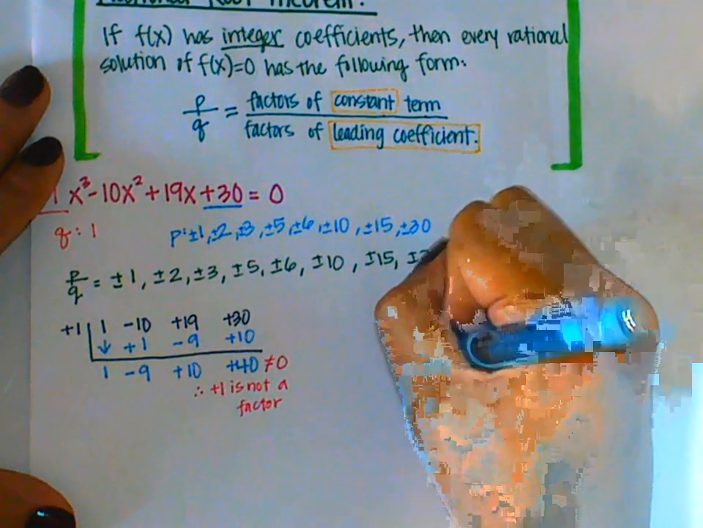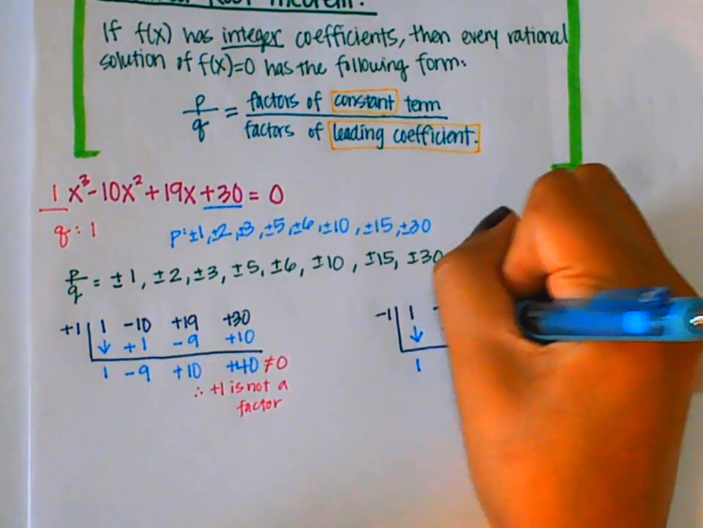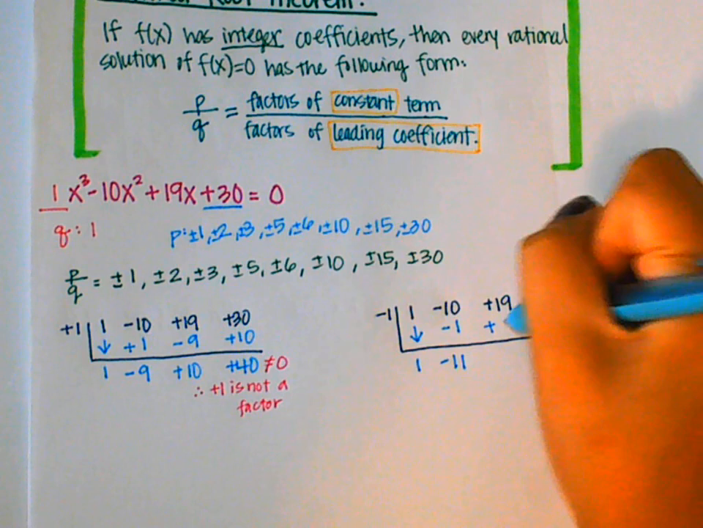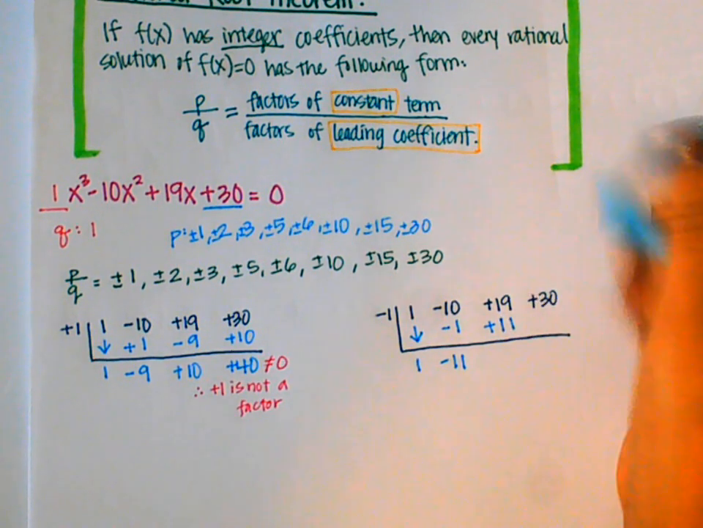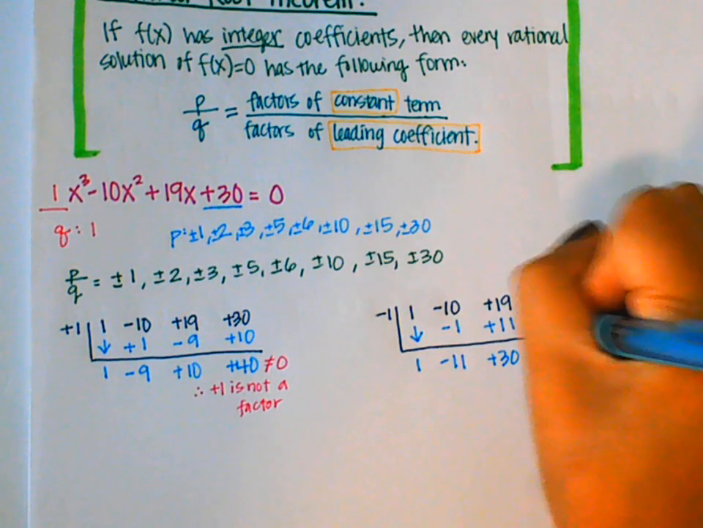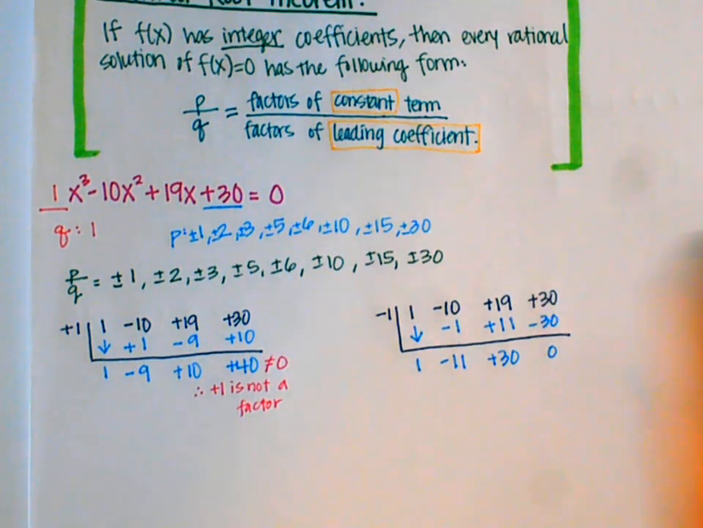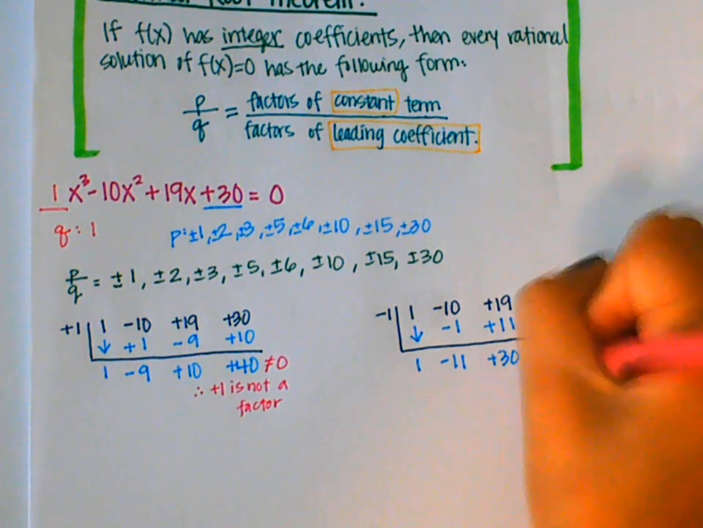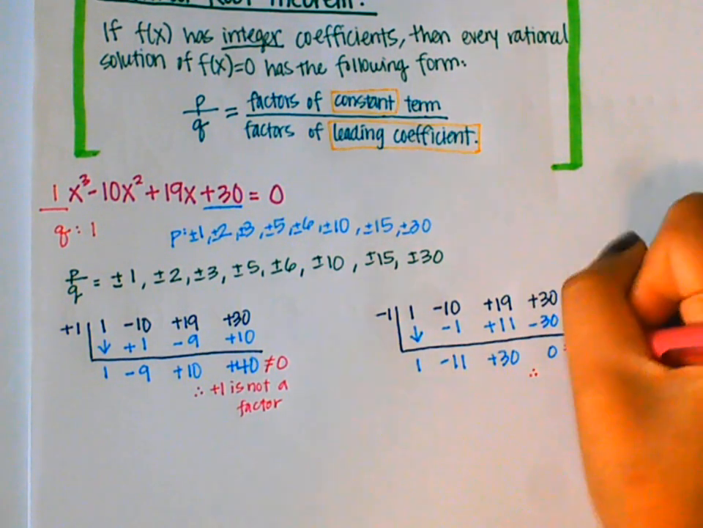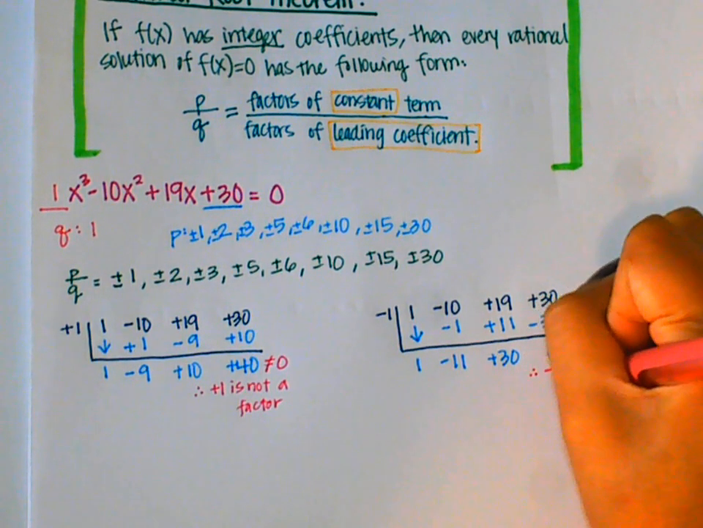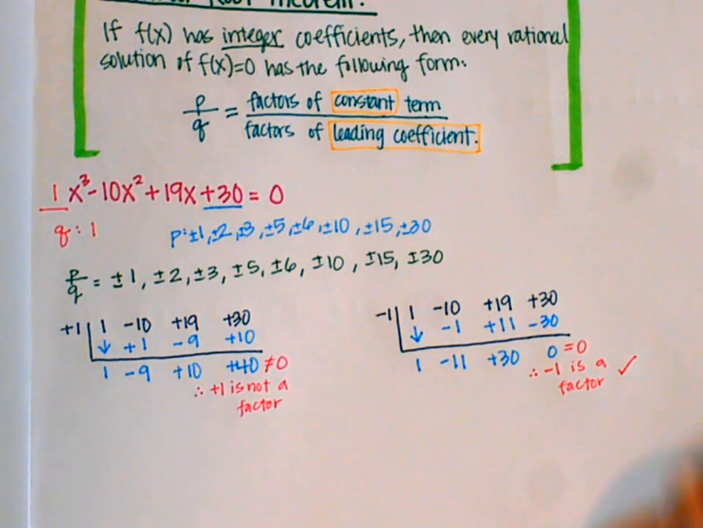So again, bring down the 1. That gives me a -1 here, -11, positive 11, that gives me a positive 30, multiply, -30, get a 0. And you see we got lucky here. 0 is equal to 0, therefore -1 is a factor. And a smiley face, because that only took me twice.